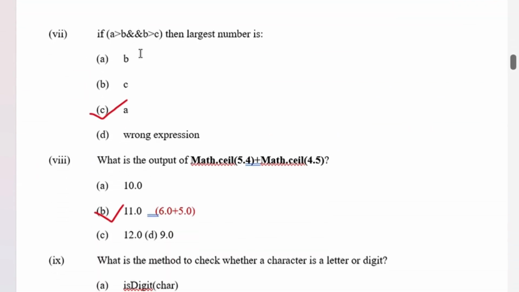A greater than B and B greater than C. The largest number is what? The answer is A. This is the AND operator, meaning both conditions must be correct. If both are correct, the AND operator gives true. That means A greater than B and B greater than C, both are true, so the answer is A.